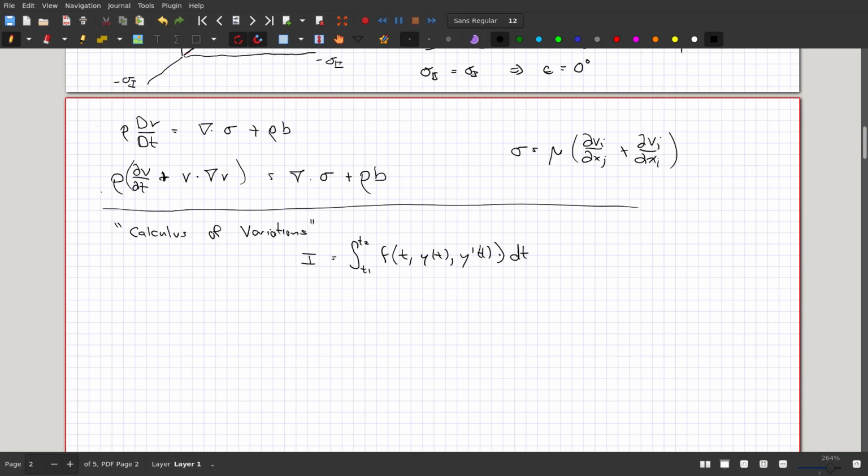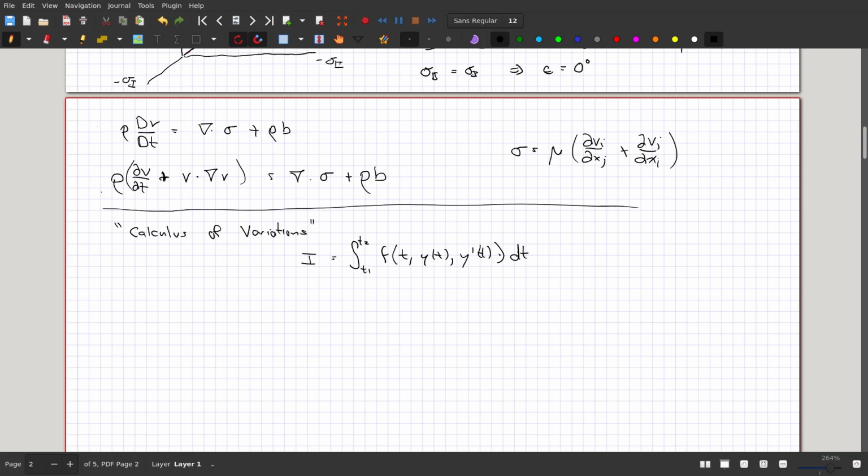So in regular calculus, you learn how to minimize a function. You take the derivative of it with respect to whatever you're trying to minimize it with respect to, and then set that equal to 0 and solve it. Very standard Calc 1 problem.